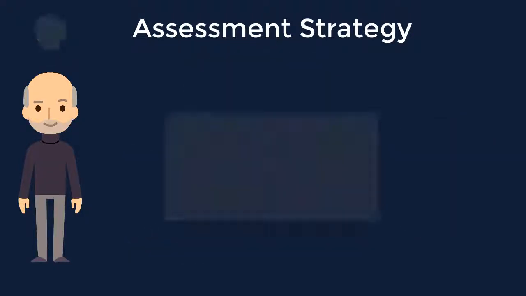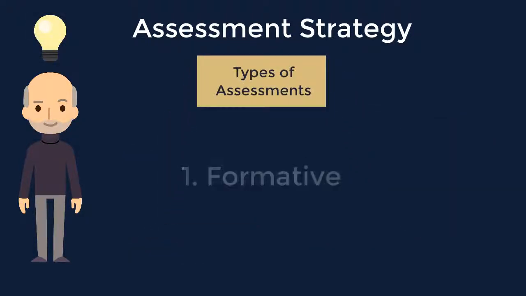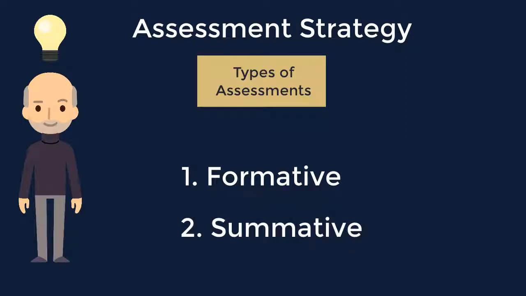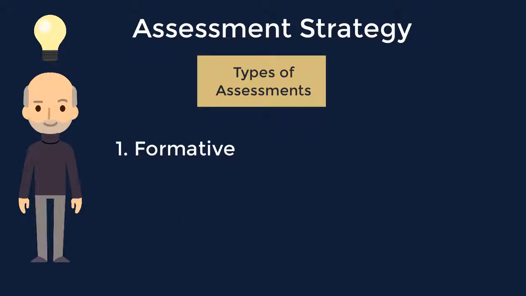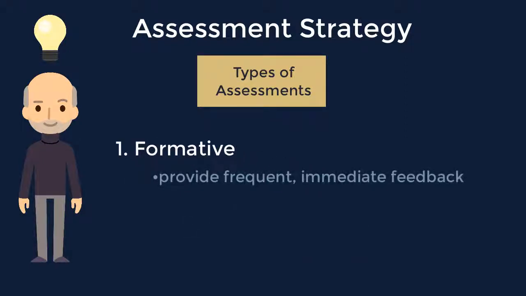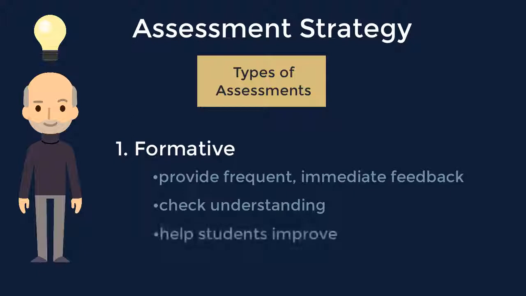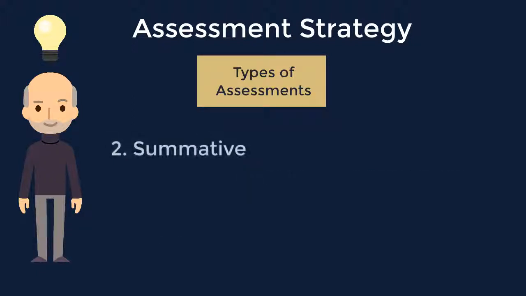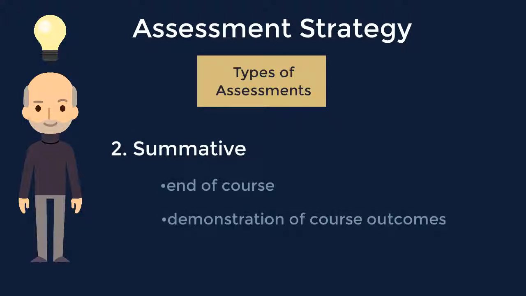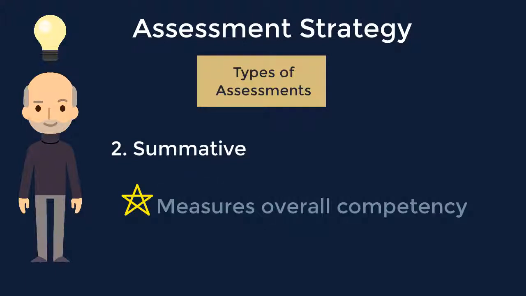There are two types of assessments you can design: formative and summative. Formative assessments are intended to provide students with frequent, immediate feedback, check students' understanding of key concepts, and help them improve what is being assessed. Summative assessment is normally done at the end of the course and is meant to measure the student's demonstration of course outcomes. In other words, they should measure overall competency. Let's break down each of these assessment types.